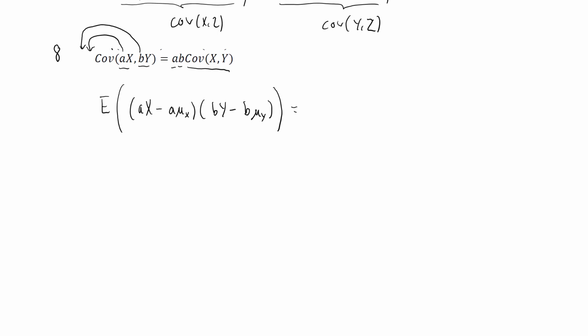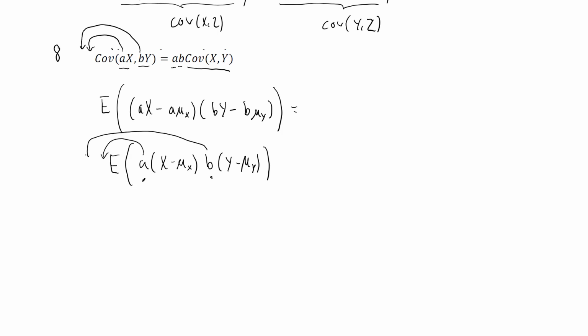I can pull out the a from the first parenthesis, and I can pull out a b from the second parenthesis. These are now just constants inside the expectation, so I can pull them both out. So I get a times b times the expected value of (X minus mu_x)(Y minus mu_y), and this is the covariance of X and Y.